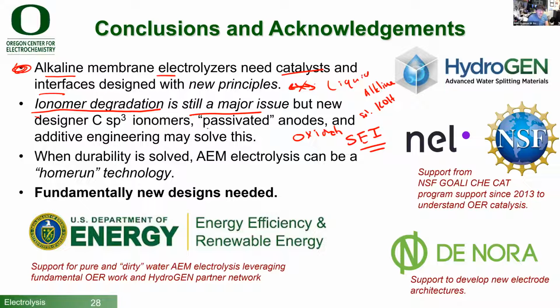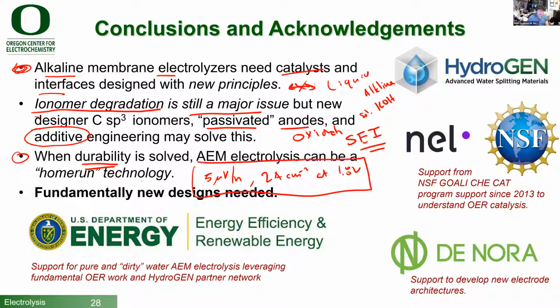I showed you one example of passivated anodes where we built an SEI and we're starting to understand and make progress. We've also been working on electrolyte additives, so adding things to the ink to stabilize the ionomer, particularly inorganic components. If you really solve this, you get durability solved, at sort of, I don't know, 5 microvolts per hour, and you want to run at probably 2 amps per centimeter squared at 1.8 volts. If you can do that, this is a home run technology.